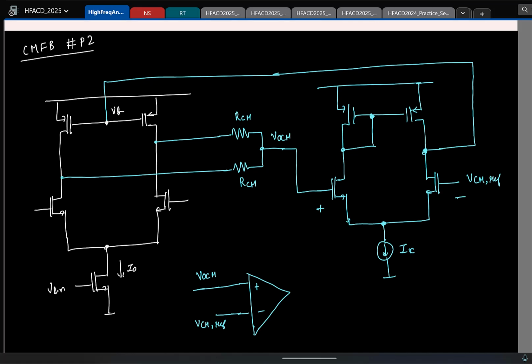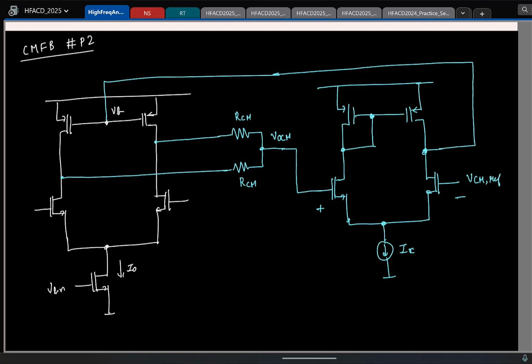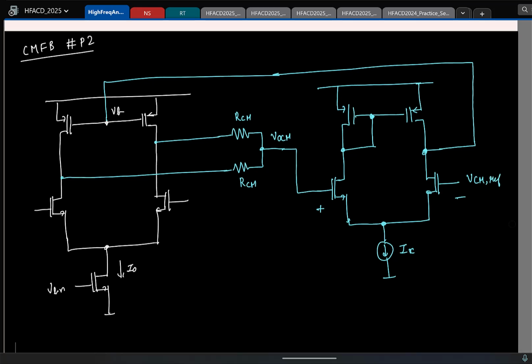So I'll erase this. This is fine. So here when I do this, I expect that the output common mode will be set to the reference VCM that you are providing. That's the expectation, but let's verify if that is the case. And for that, let's draw the common mode half circuit. Again, the complete common mode half circuit, not the small signal version.